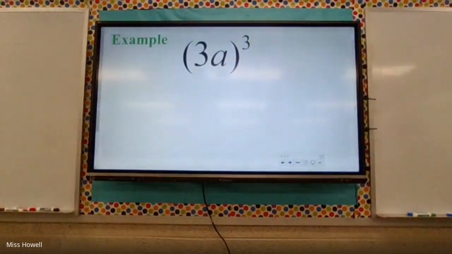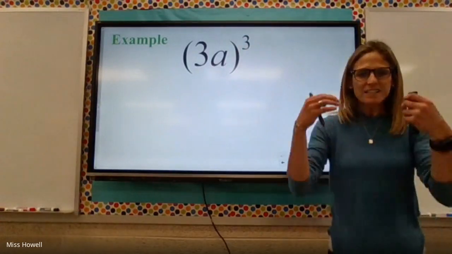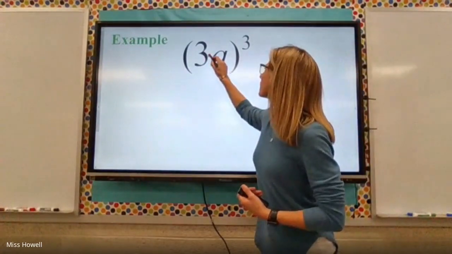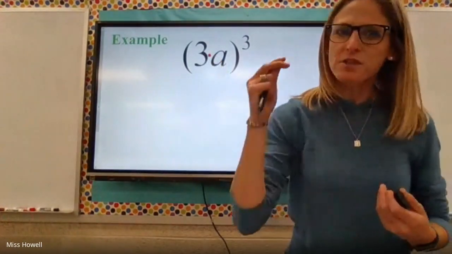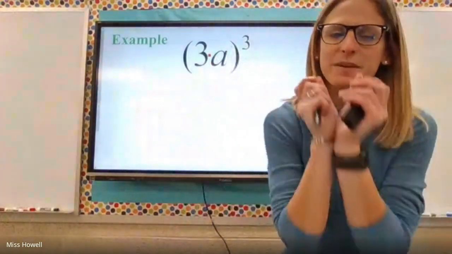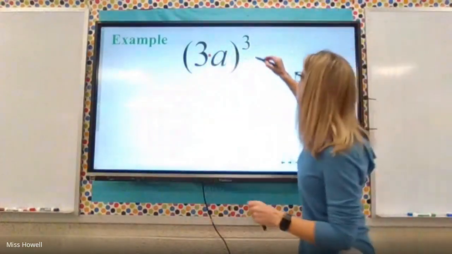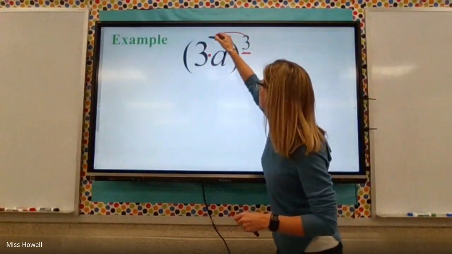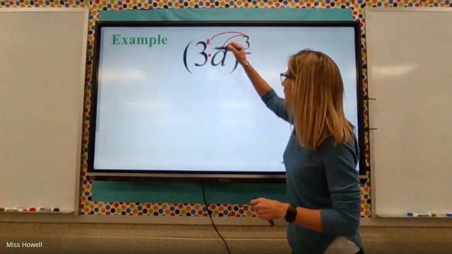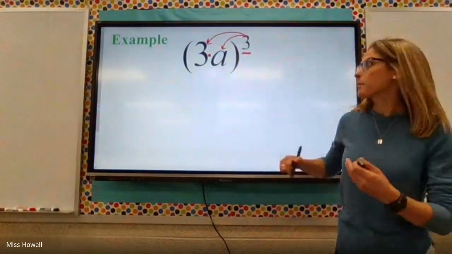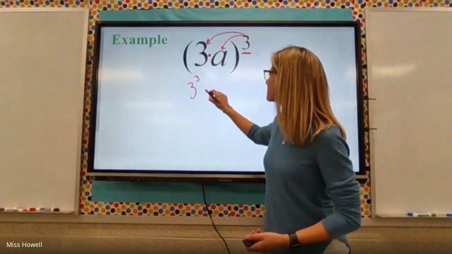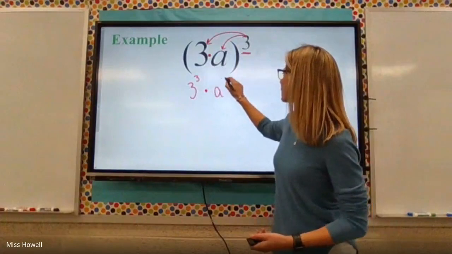All right, a 3 times a, that whole thing to the 3rd power. All right, inside of there we have a product because these two things are being multiplied. Remember, we can't have add, we can't have subtract inside of there. It has to be times for this rule to work. So since this is times, we can take this 3 and share it to these items on the inside. And when we do that, we end up with a 3 to the 3rd times an a to the 3rd.